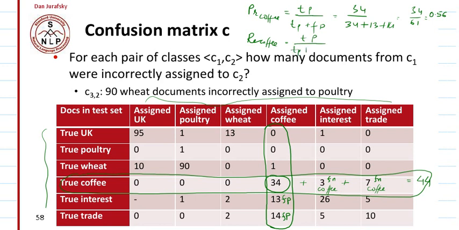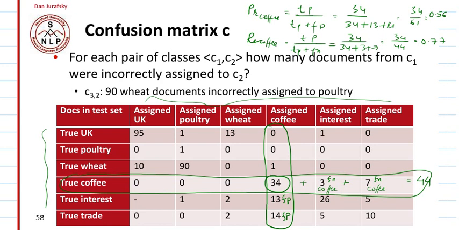Similarly, we can calculate the recall for coffee, that is true positive upon true positive plus false negative. So this is again 34 upon 34 plus 3 plus 7, that is 34 by 44. So this is around 77%, 0.77.